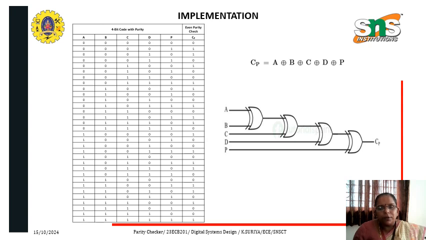For that, we have drawn the diagram. A XOR B, the output is connected to another XOR gate with C as another input, and the output of the second gate is A XOR B XOR C. Then the third XOR gate gives A XOR B XOR C XOR D, and the final XOR gate gives CP, which is A XOR B XOR C XOR D XOR P, as shown here.